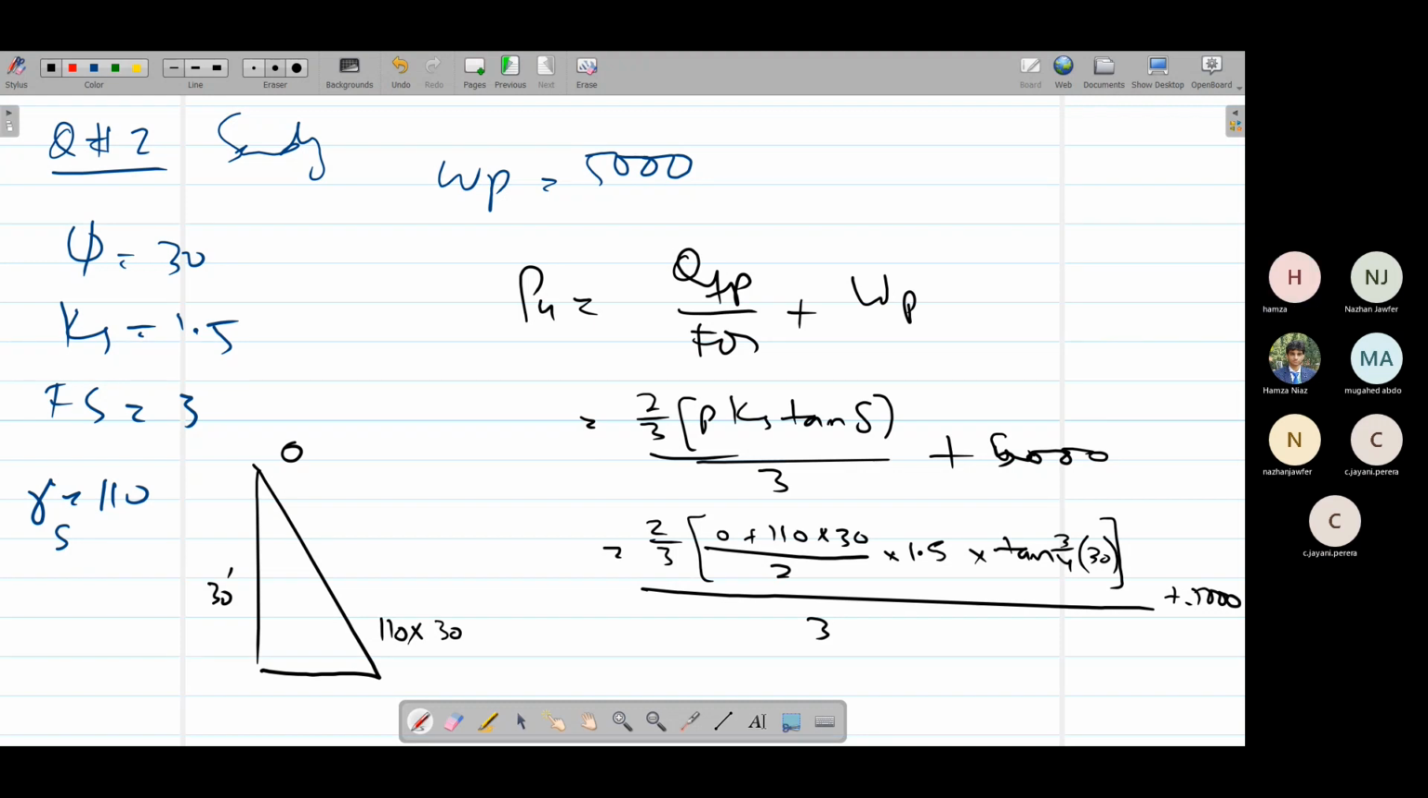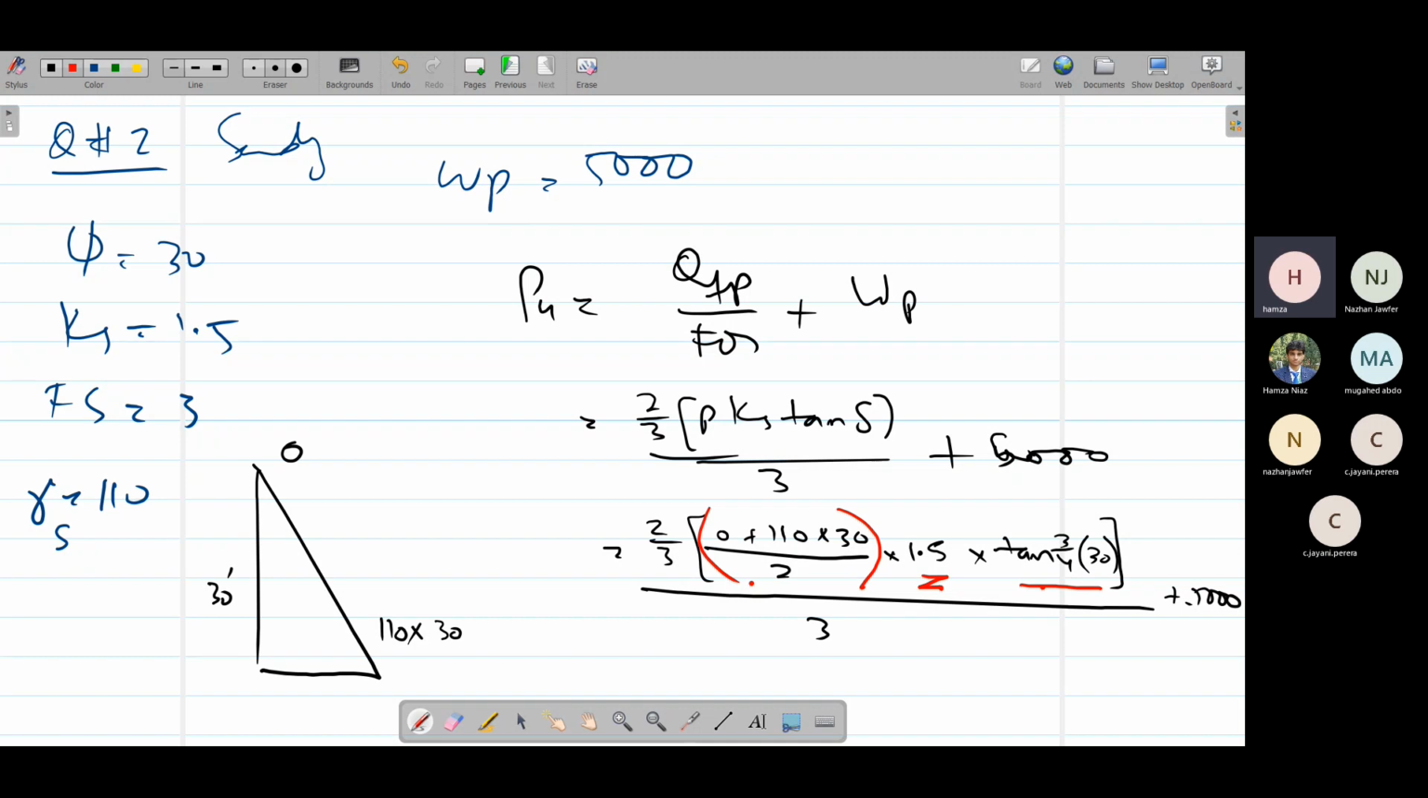Okay. So simply, P is the average overburden pressure in that layer. Simply, it is the average of the top and bottom stresses. Ks we are provided as 1.5 and tan delta is tan of 3/4 of pi. Simply if we divide it by a factor of safety of 3 plus the weight of the concrete portion of the pile, we'll get the pullout load capacity in sandy soil.